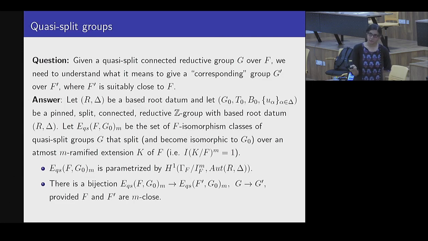So the Deligne isomorphism allows you to, given a quasi-split group over F that splits and becomes isomorphic to G naught over an at most M ramified extension, produce a quasi-split group over F prime that splits and becomes isomorphic to G naught over an at most M ramified extension. Okay, so this is what we mean by given a connected reductive group over F, what does it mean to give a group G prime over F prime? This is the more precise statement.